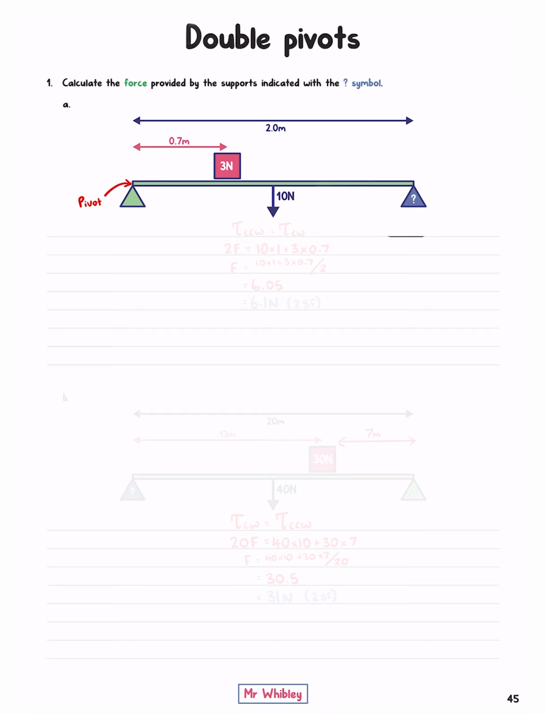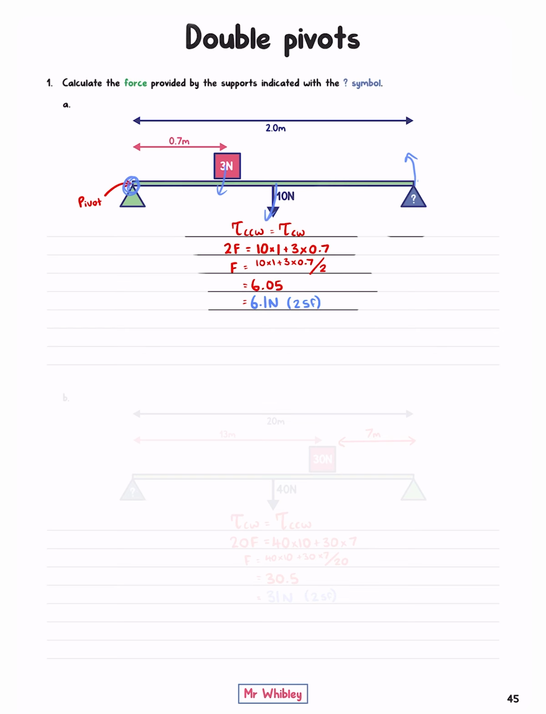And so knowing the system is in equilibrium, we know that our torques must be equal, where if this is our pivot, the torque here is counterclockwise, and the torques produced by our 3 and 10 Newton masses are going to be clockwise. Substituting in these forces multiplied by their distances, and solving for F by dividing both sides by 2 gives us 6.05, or 6.1 newtons to 2 significant figures.